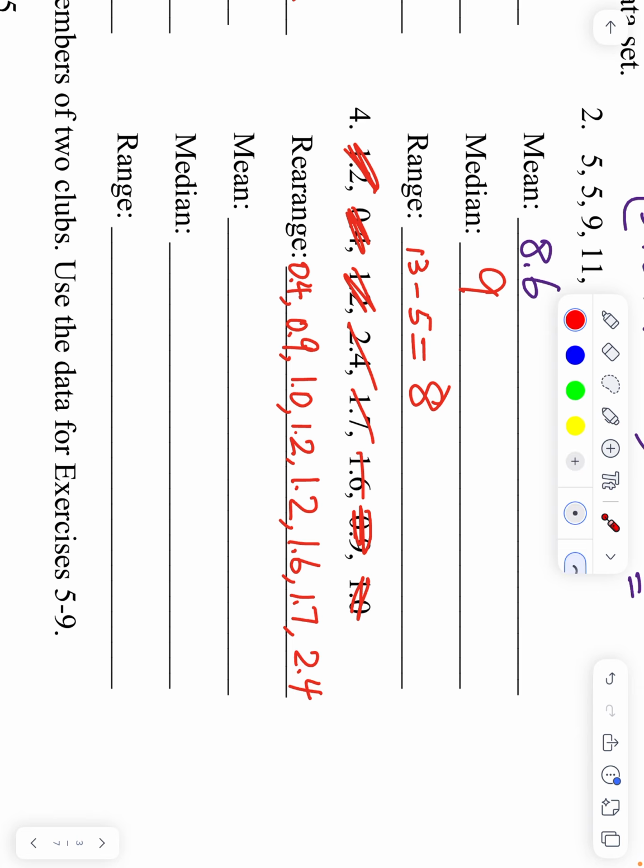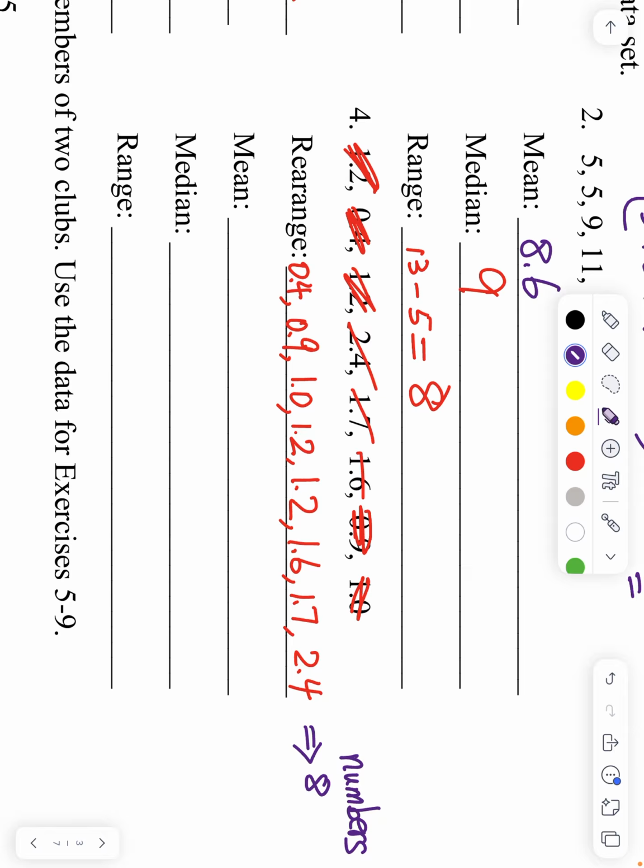Okay, let's check how many numbers. 1, 2, 3, 4, 5, 6, 7, 8. So 8 numbers. Now find the mean. We're going to add all those numbers together. Oh, this is not nice, okay?